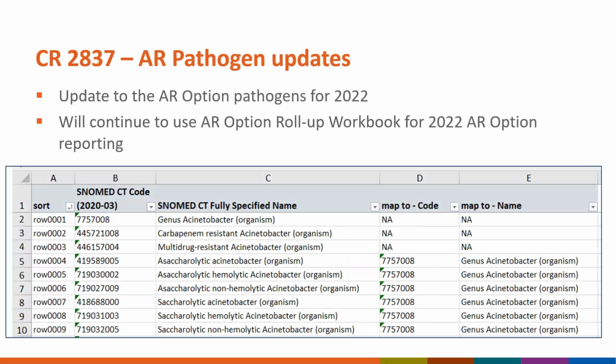Change request 2837 will require an update to the AR option pathogens for 2022. We will continue to use the AR option roll-up workbook for the 2022 AR option reporting. We will share the updated roll-up workbook later this year as well.